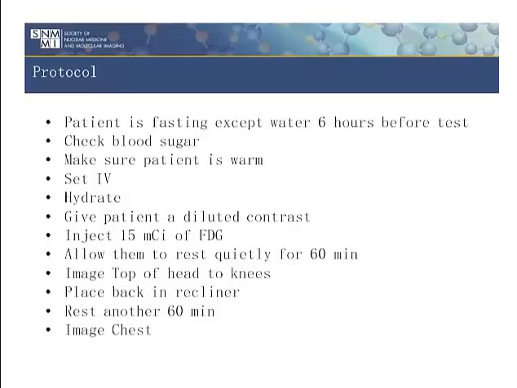Place back in the recliner, and then we wait 60 more minutes. We allow the patient to get back and rest further. And then we image just the chest. Now, you have to be careful here because you have to do the same parameters. If you do 3 minutes per bed position on the first image, you then have to do 3 minutes per bed position on the next image. You cannot change that. You also cannot change the CT slice thickness.